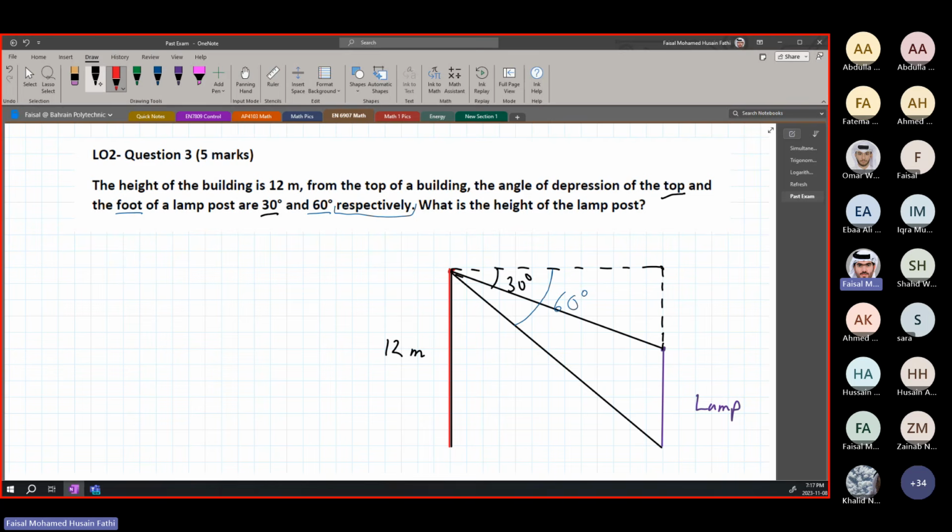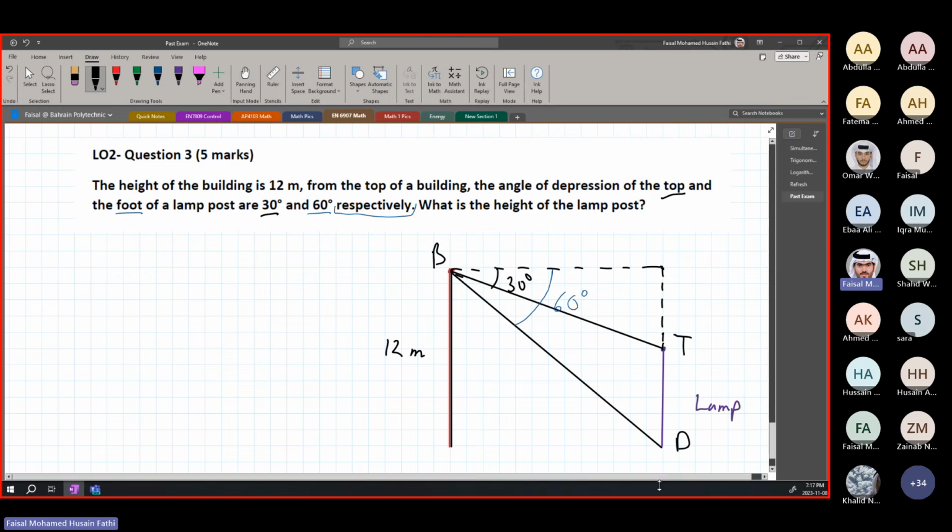So now if I want to solve this, it is very straightforward. Let's put some points here so I can easily refer to the angles and everything. Here let's call it B because it's the top of the building. Here we call it T, top of the lamp, and here we call it D, say, the down of the lamp. I'm just identifying the points. Alright, so I called this B, this T, and this D. I don't remember how they were identified in the question.